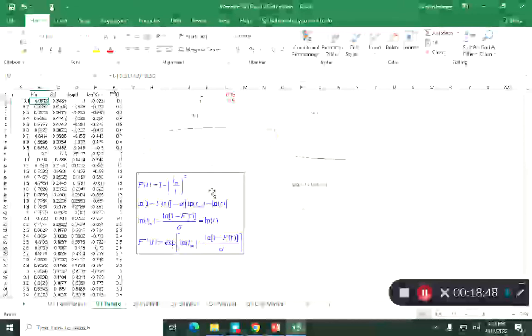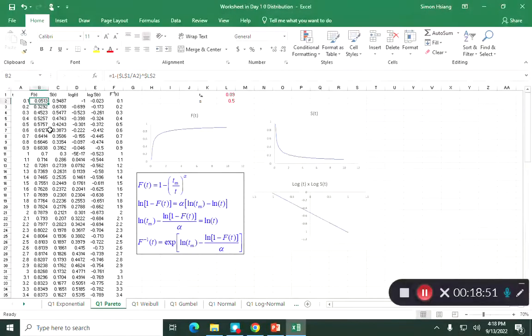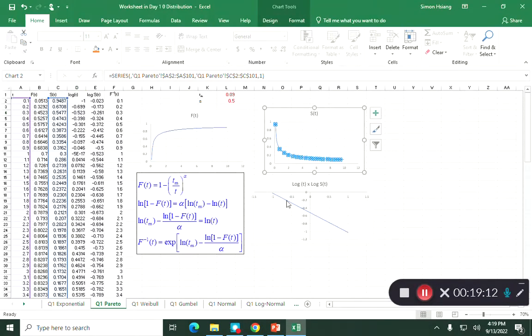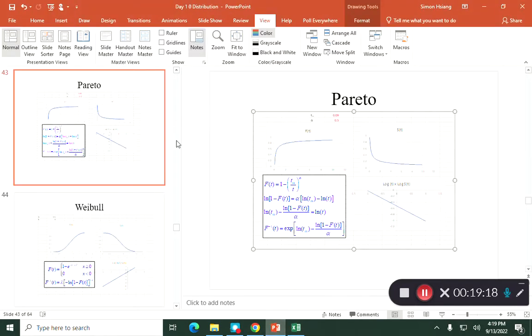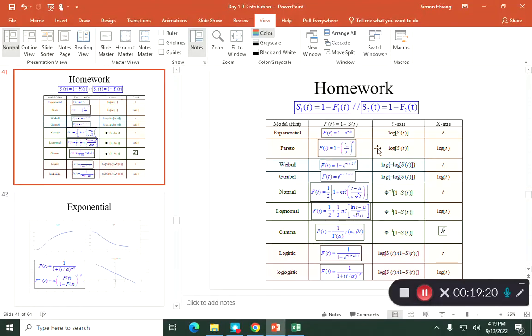Good? Now we just need to play with it. So how we play with it, St equal to 1 minus Ft, and then this one, when I plot it, I already showed you that since you have an exponential here, if I take the log on both sides, basically I plot this against log T. So Ft looks like this, St looks like this. I already told you, for Pareto, plot the log St against log T. You should see the linear relationship.